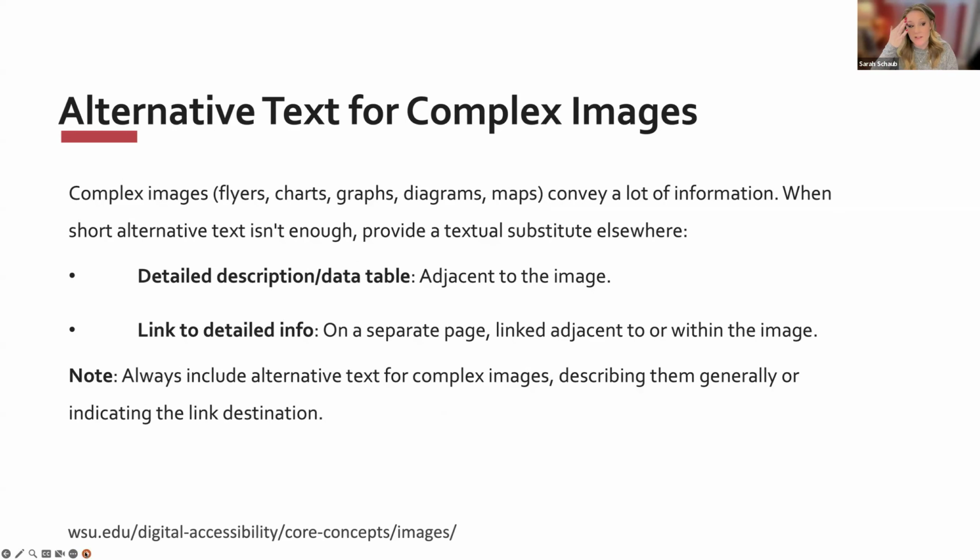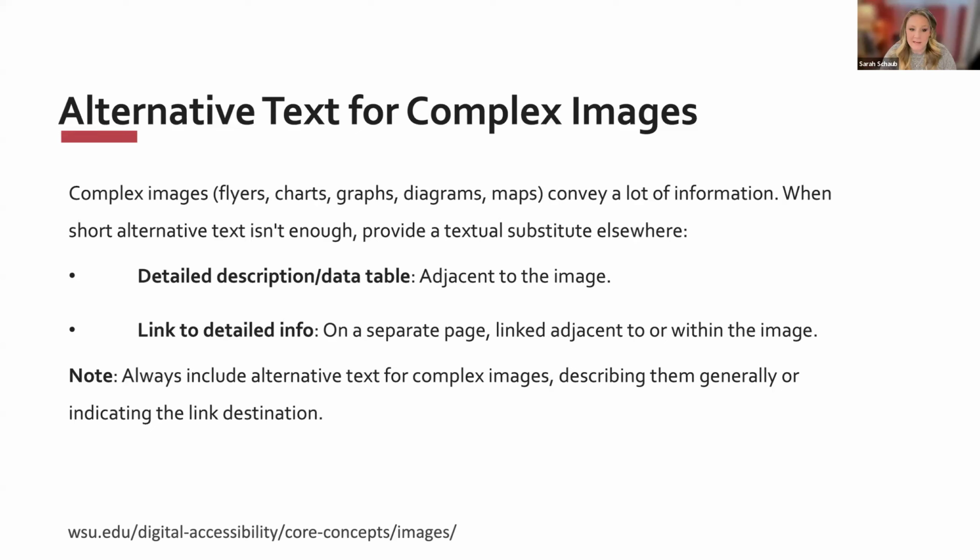So we touched on this already, but alternative text for complex images, this can get difficult. And so we are going to provide in April, the third Tuesday in April, our digital accessibility webinar will focus exclusively on alternative text and descriptive alternative text, including that for complex images because there's a lot to it. So we'll just touch on it briefly here, but complex images that you might see in flyers, charts, graphs, diagrams, and maps, they convey a lot of information.